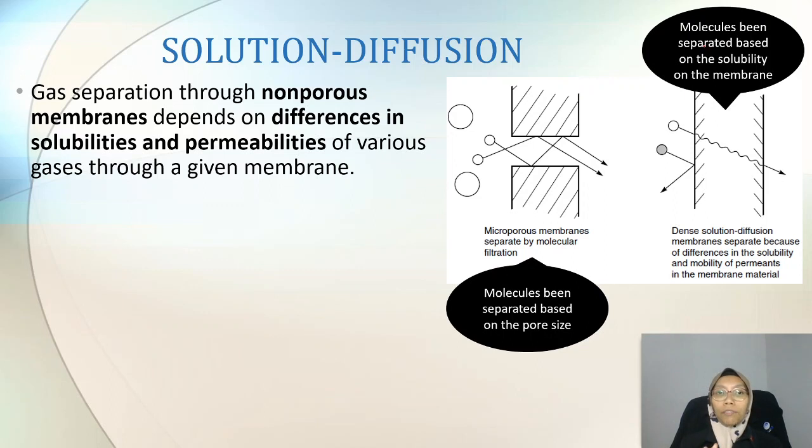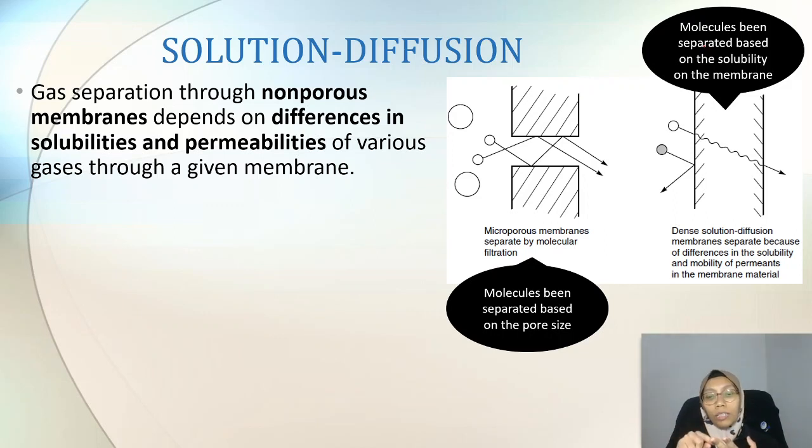Remember, solution diffusion is gas separation that occurs through a non-porous or dense membrane, which depends on the difference in solubility and permeability of the gases for the given membrane. If we're talking about polymer membranes, each polymer membrane has different solubility and permeability for different gases. Let's say I'm talking about CO2.